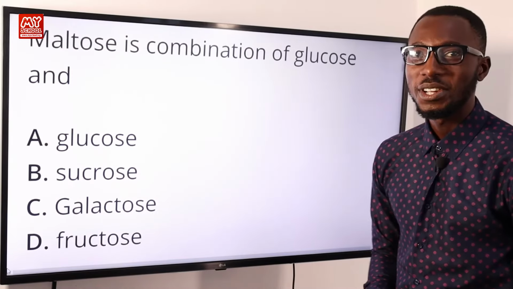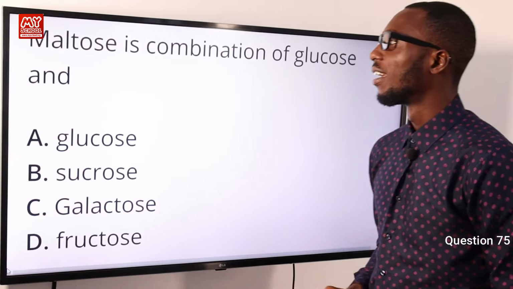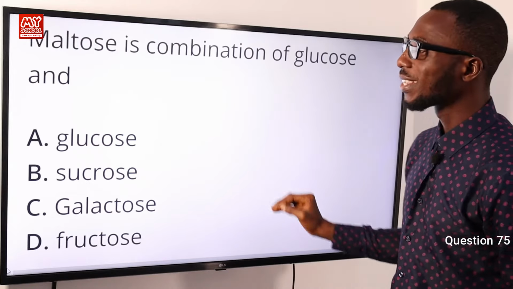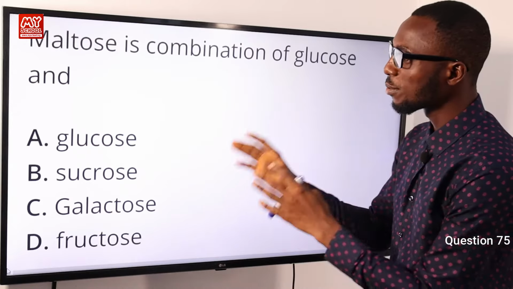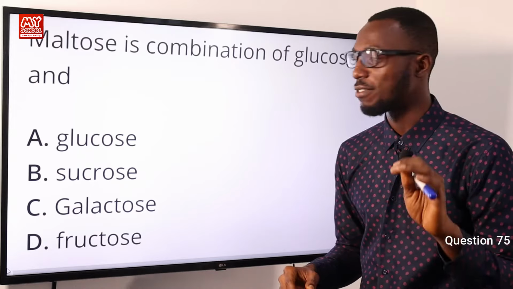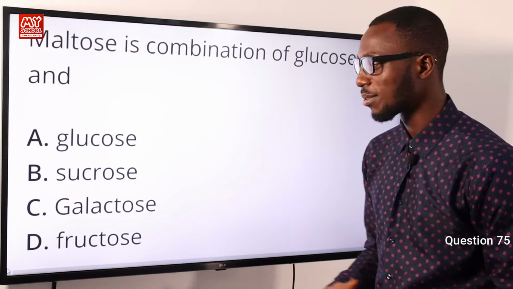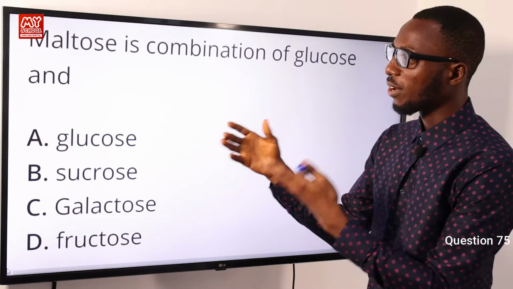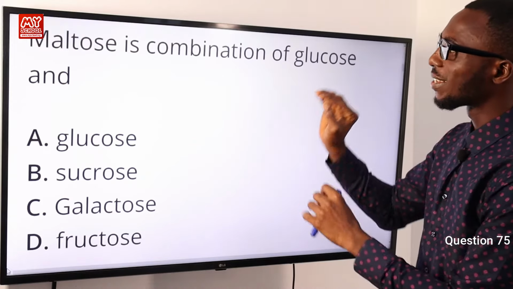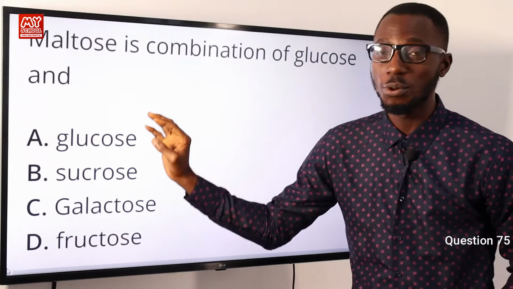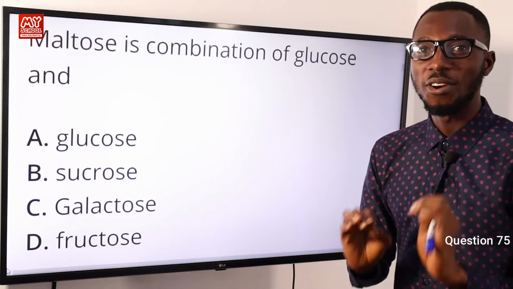Right now we are tackling question 75. Maltose is a combination of glucose and glucose. Sucrose is a combination of glucose and fructose. When we combine glucose and galactose, we get lactose. So the correct option here is that maltose is a combination of glucose and glucose. So option A is the correct option.